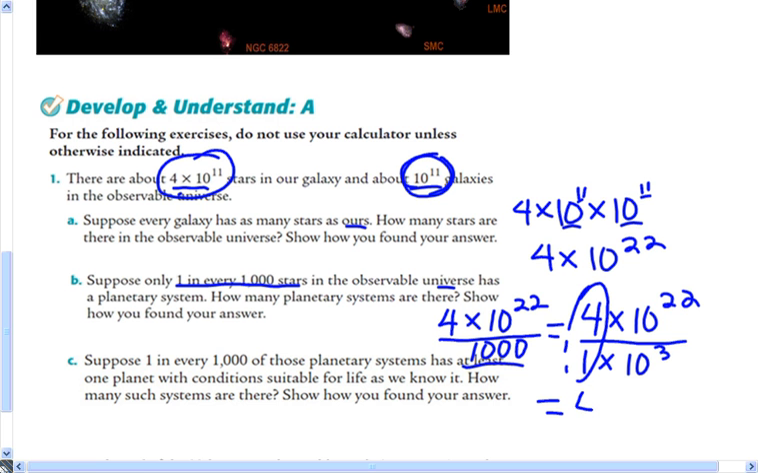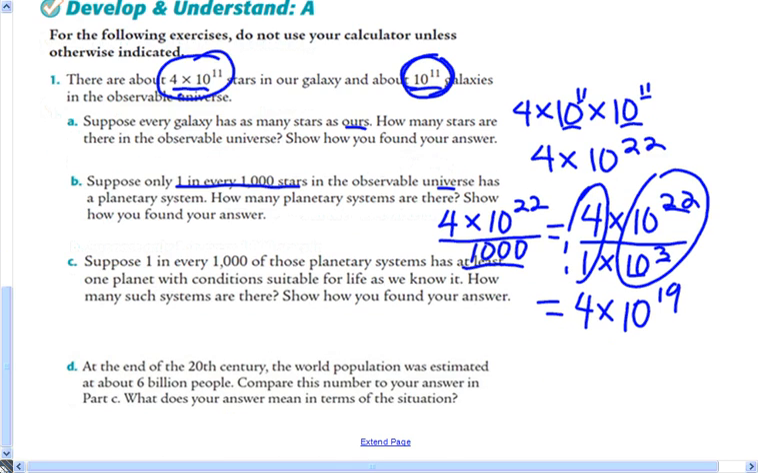4 divided by 1 is 4. And then divide these two numbers. To do that, remember when we're dividing and we have the same base, you're able to cancel the number of times you're multiplying by 10 in the denominator from the numerator. So we're going to subtract 22 minus 3. Really what we're doing is multiplying by 10 22 times and then dividing by 10 3 times, which essentially takes away 3 of the factors of 10 from the numerator. So it's 10 to the 22 minus 3.